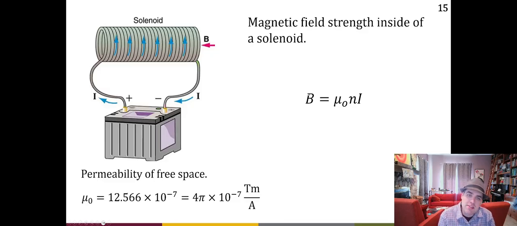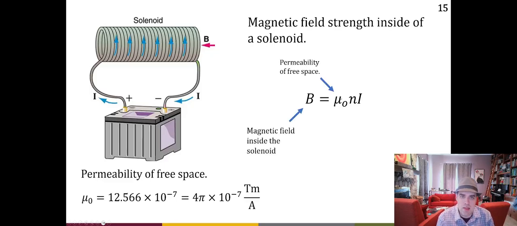And I like to call this the bunny equation. You see it, B equals mu naught n I, where B is the magnetic field inside the solenoid. Again, mu naught is the permeability of free space. Now, n is the turns per unit length, so like 500 turns per meter or whatever it happens to be. And I is the current that goes through this wire here.